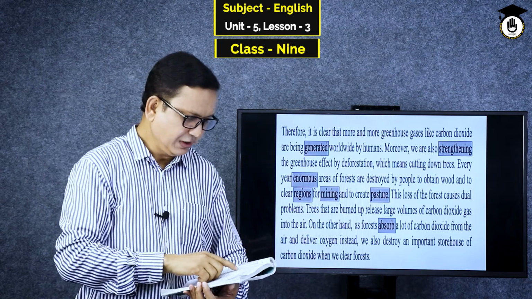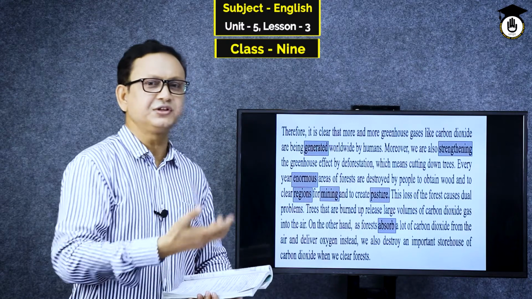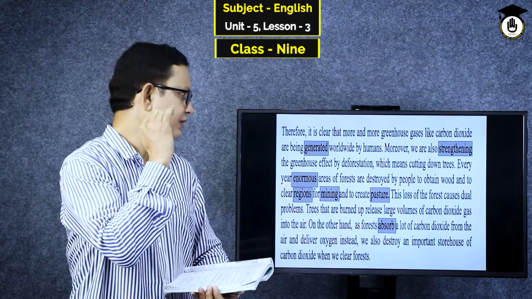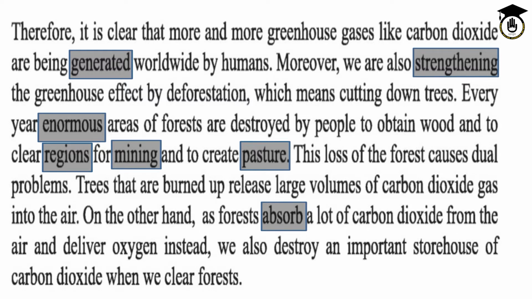Okay, let's see next. This loss of the forest causes dual problems. Dual means double problems. So two types of problems are being created by the loss of forest. Trees that are burned up release a large volume of carbon dioxide gas into the air. So we are burning trees, and burning means it will increase carbon dioxide.